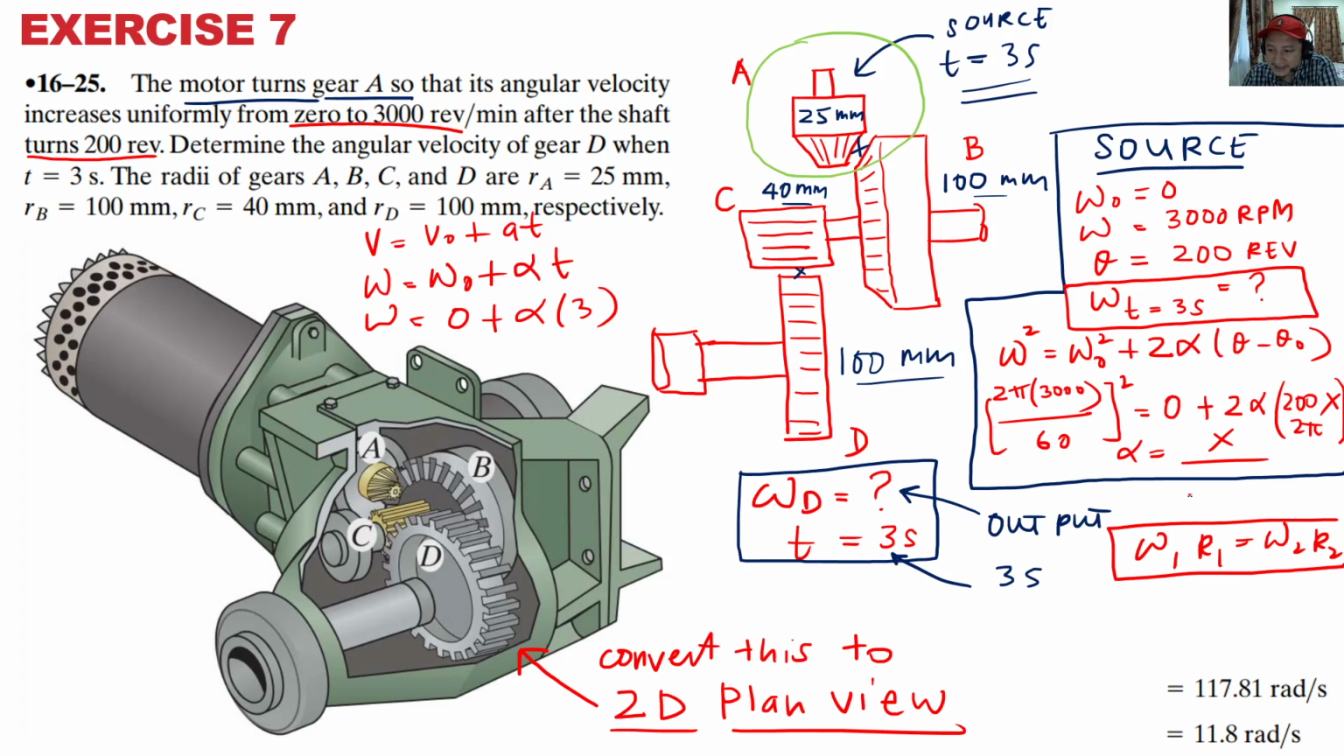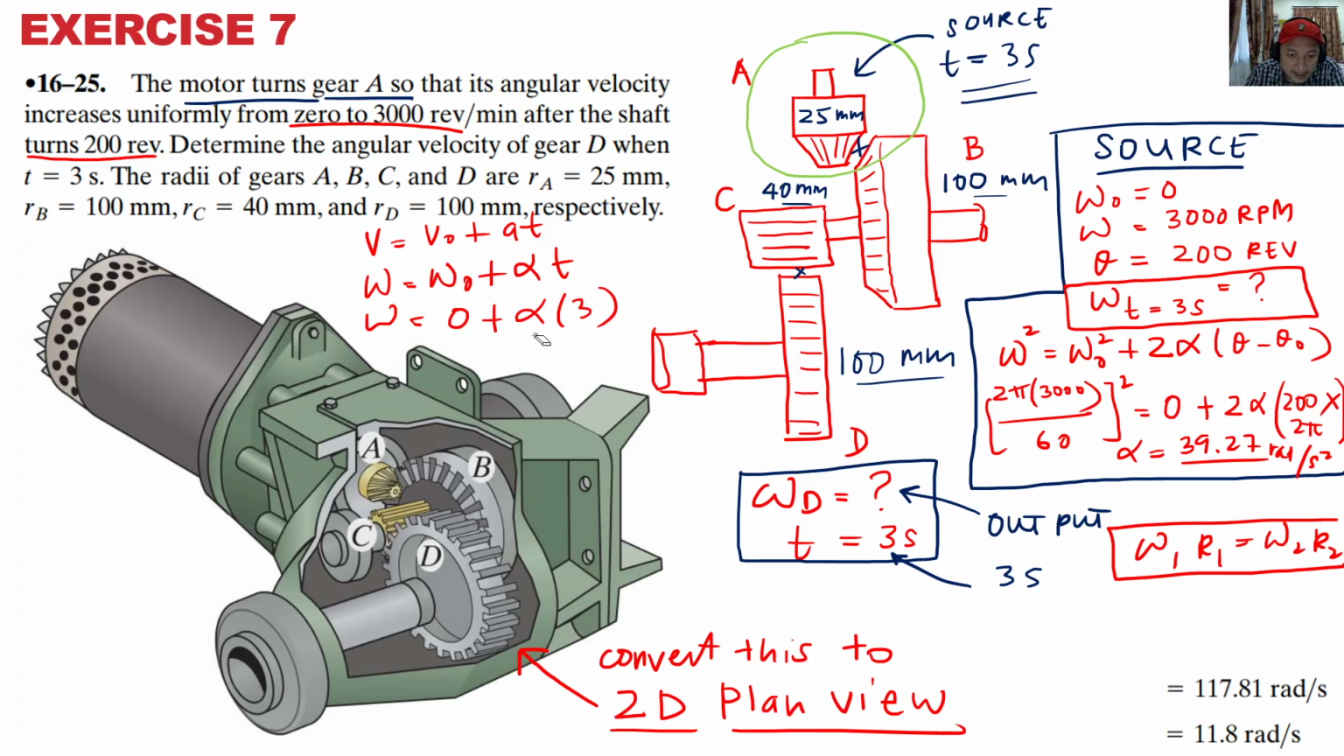Okay, let's solve it together. Find alpha first. Alpha is equal to 3000 times 2 pi divided by 60 squared, divided by 2 pi, divided by 200, divided by 2. I get 39.27 radian per second squared.